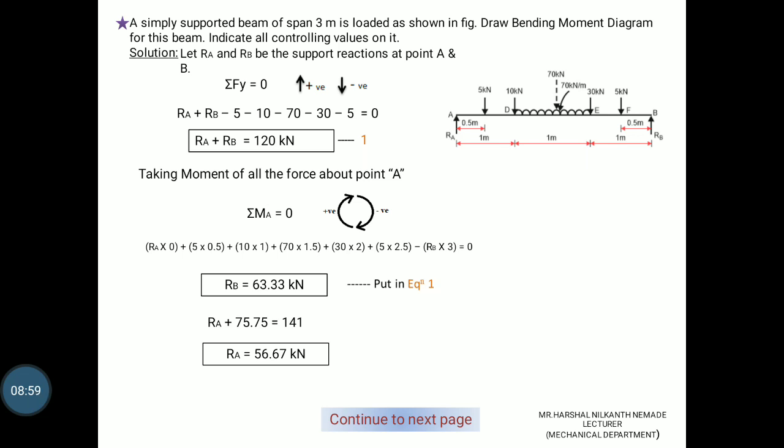Taking moment of all the forces about point A, summation of moment at A is equal to 0. Clockwise rotation is positive, anti-clockwise rotation is negative. So I will write the values, and I will get RB value equal to 63.33 kilonewton. Putting in equation 1, I will get RA value 56.67 kilonewton.